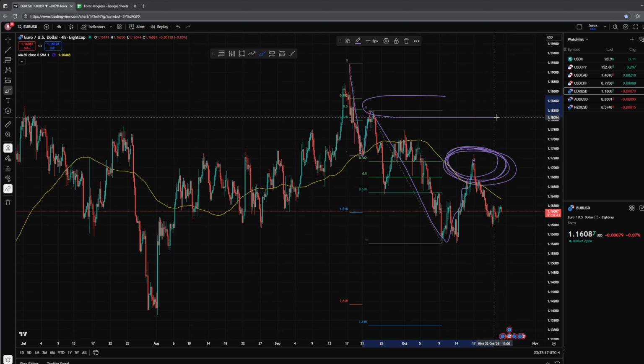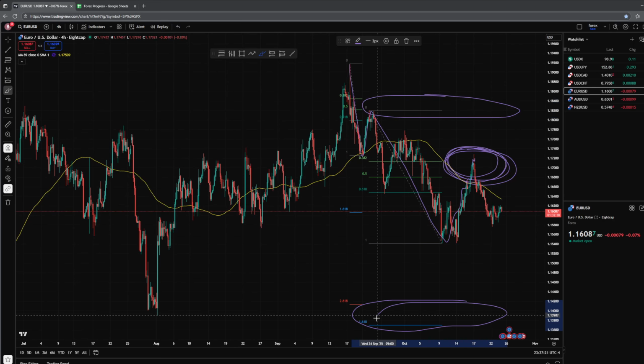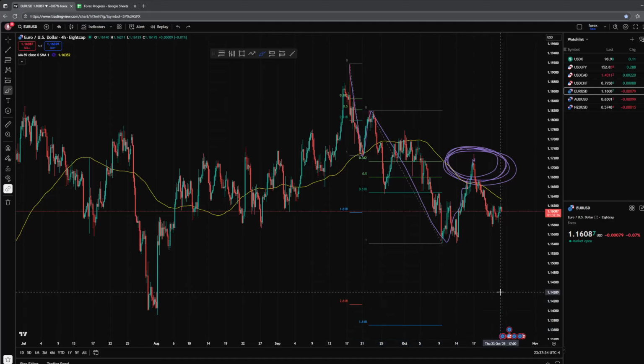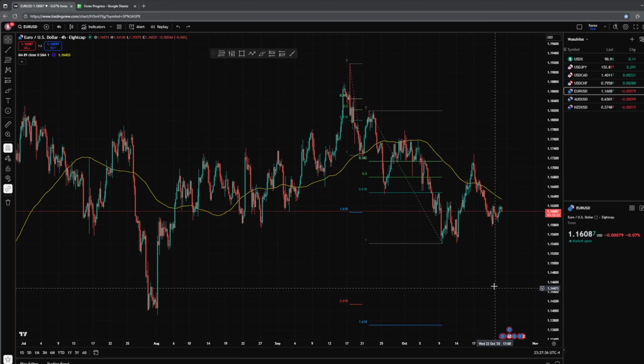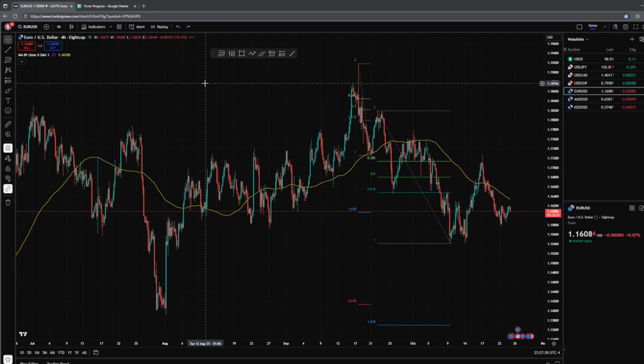Set your stop loss above the local maximum here. Set your take profit at the Fibonacci extension 1.618 down here, and enjoy the accumulating profit on this trade that has a risk and reward ratio of 1 to 3. So keep accumulating profit. Okay, so let's write it down.